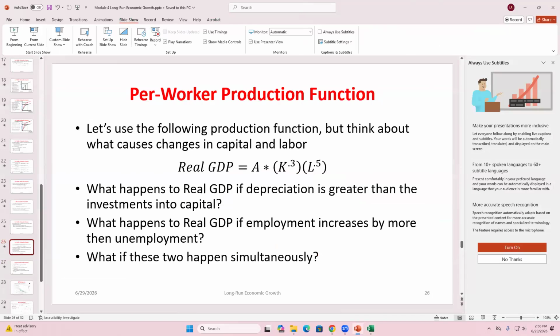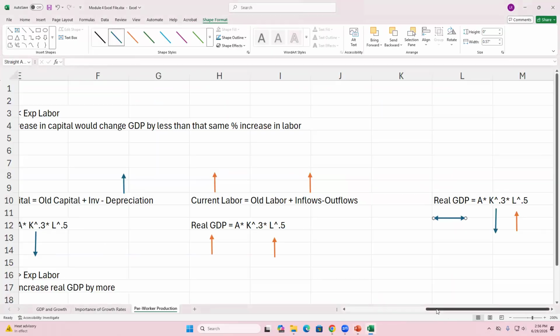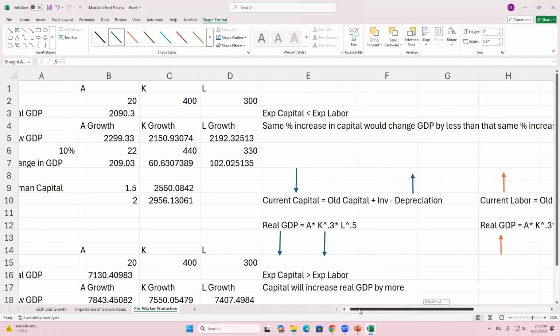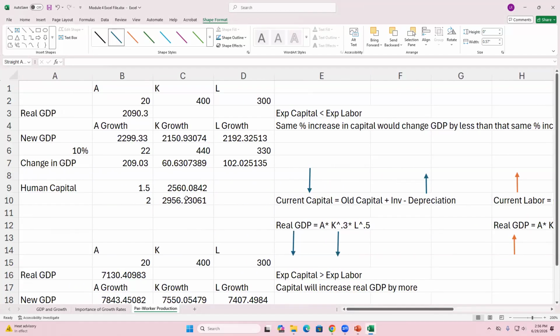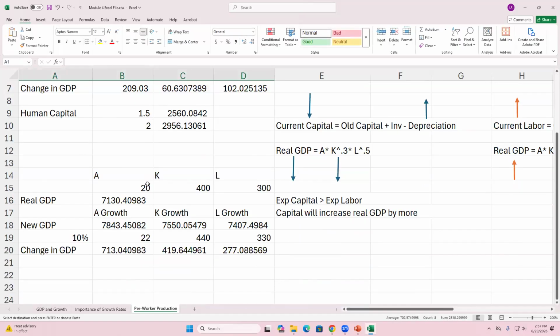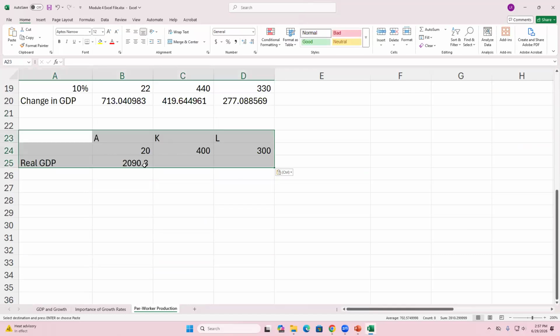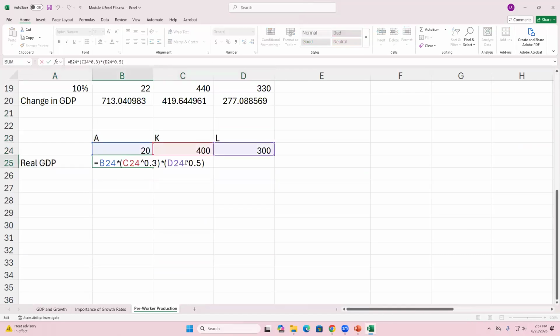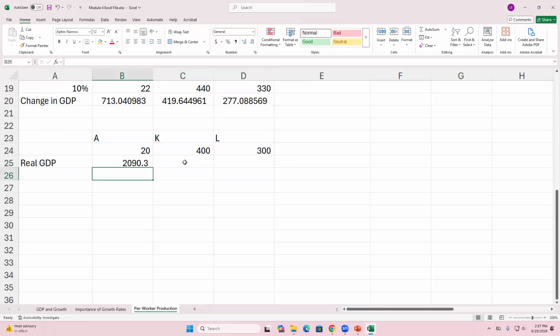Before we go to the next topic, I do want to do one more thing and really highlight this fact. So let's go back over here, and think about this example where we had human capital. Okay. So let's say I had, let's just start out with these values. So before I was calculating my real GDP using that functional form, okay?